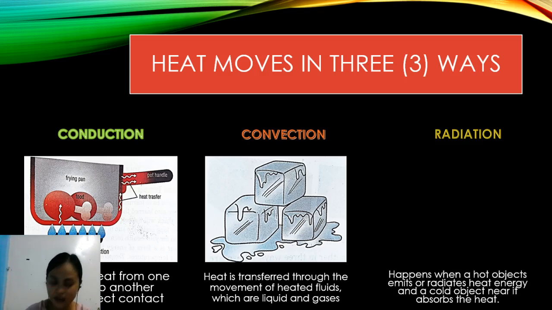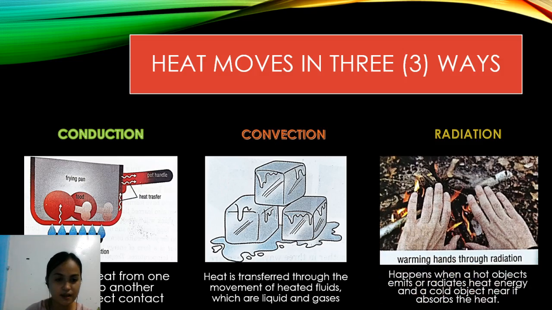Next, we have radiation. It happens when a hot object emits or radiates heat energy and a cold object near it absorbs the heat. An example of radiation is this in the picture: warming your hands through radiation.